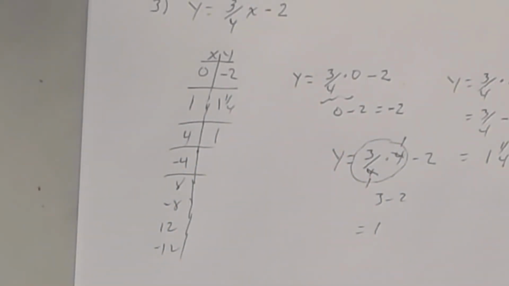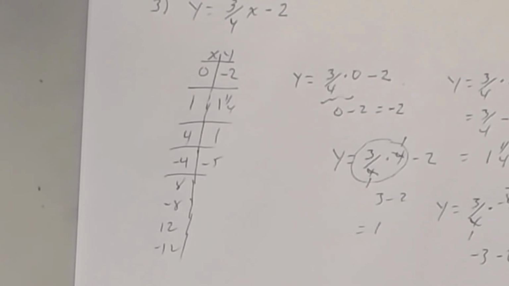If x is -4, look what happens. I get y equals 3/4 times -4 minus 2. And reduce. 4 to 4 is 1. 4 to -4 is a -1. 3 times -1, -3. And a -2 gives me -5. A -3 and a -2 is a -5.